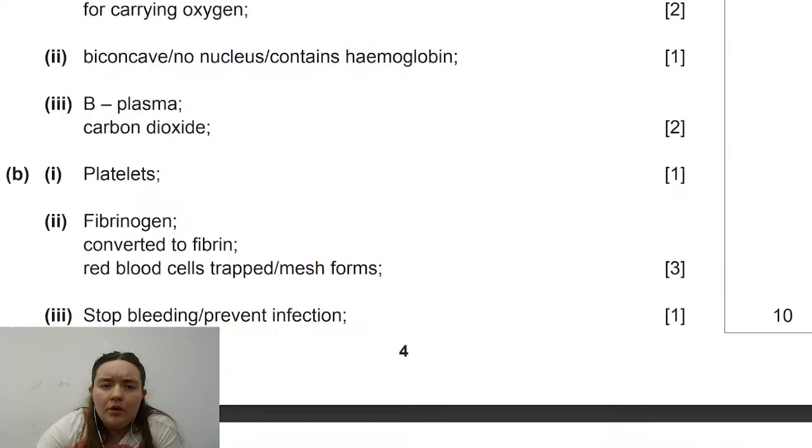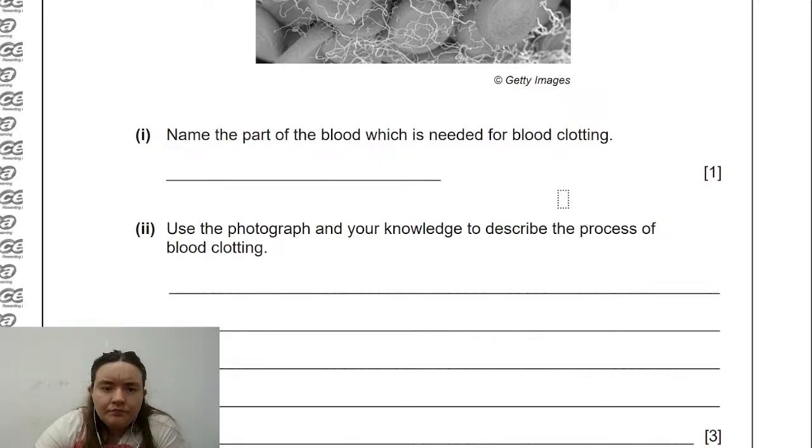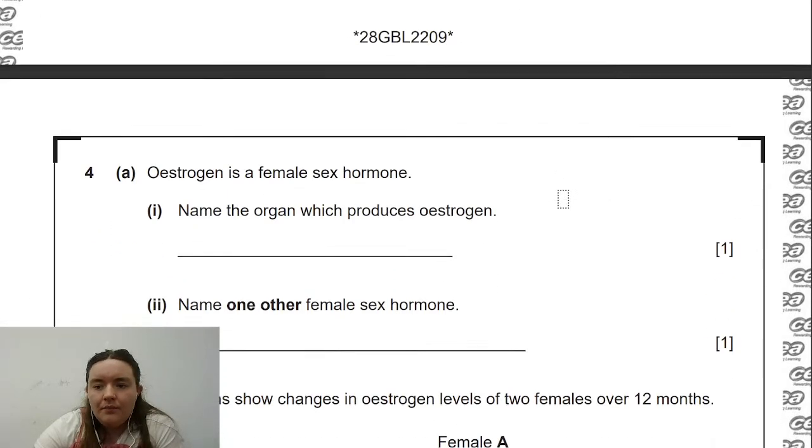Okay, so we're going to move on. Question 4a. Estrogen is a female sex hormone. Name the organ which produces estrogen. That's the ovary. That's pretty much it. There's not really much else to say. Then name one other female sex hormone, and it is progesterone.